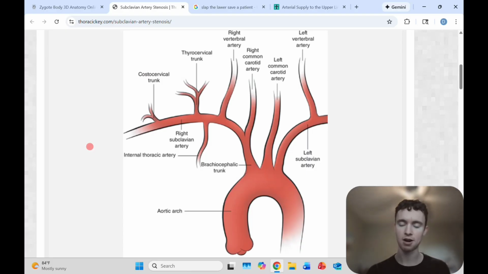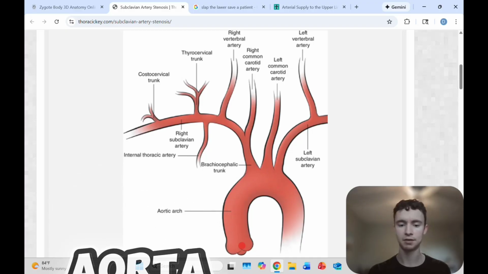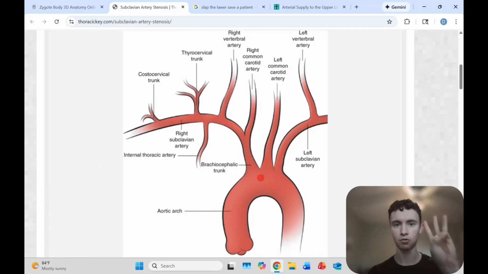So arteries are vessels that carry oxygenated blood from the heart away from the body, and they get pumped out to the system. And so the heart would be located down here, and here's our aorta. So we'll start here where the blood initially comes out. The aorta has three branches.